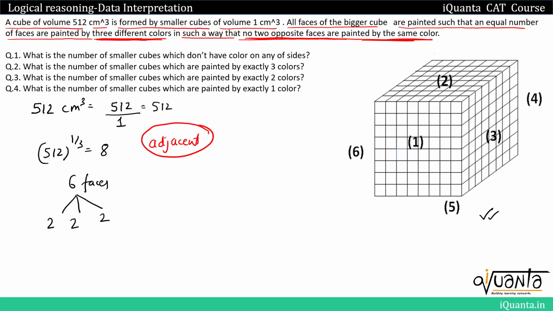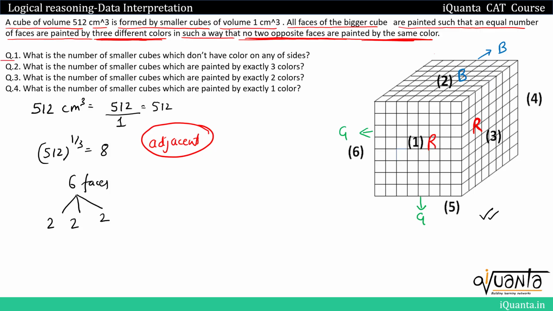So let me assume that this front face is colored in red, so the face adjacent to it will also be colored in red. Then after that, let me assume that this bottom face is painted green. So let me assume that the face on the left side, which is adjacent to this bottom face, will also be green. At last, let me assume that this top face is painted blue, and the face which is at the back, adjacent to this top face, will also be painted blue.